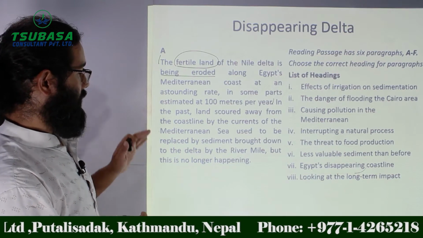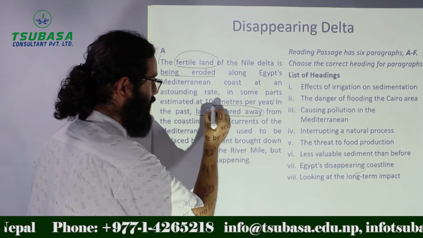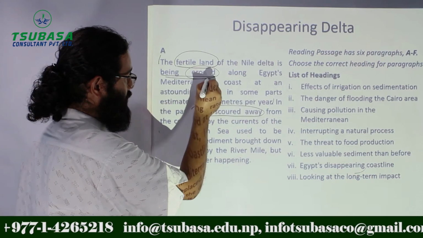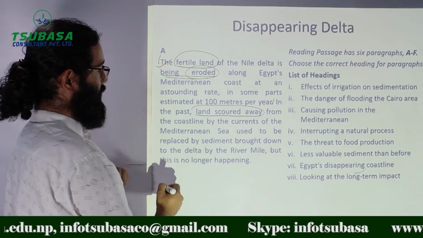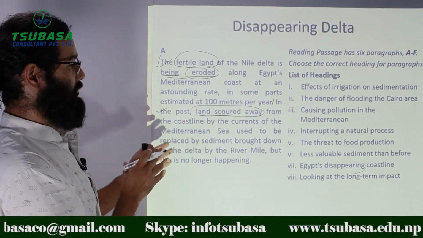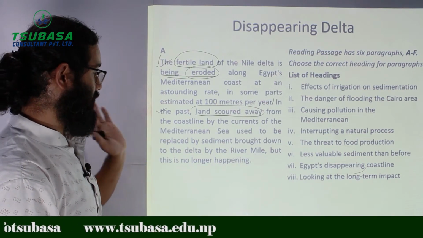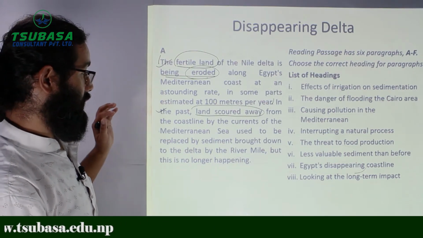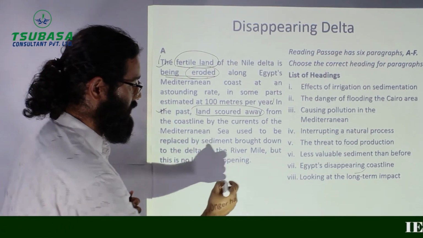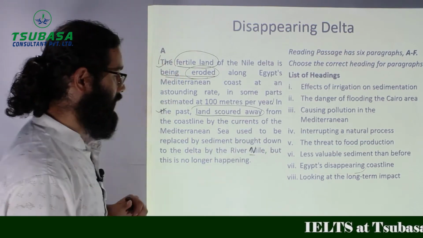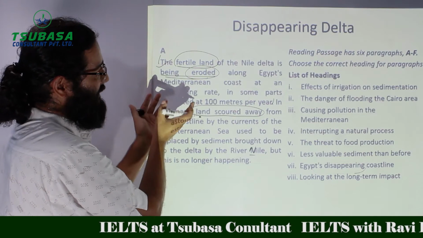And it says, in the past, land scoured away, land scoured away is as being eroded. So now you get a clue. The land taken away, this also gives you a clue about the land being moved away from the coastline by the currents of the Mediterranean Sea, used to be replaced by sediment brought down to the delta by the river Nile. I mean, this is Nile, it's a typo. But this is no longer happening. Now, you already know that it is the land that's being eroded.